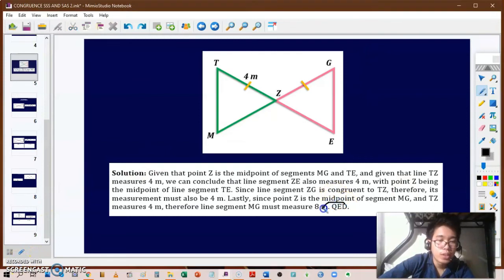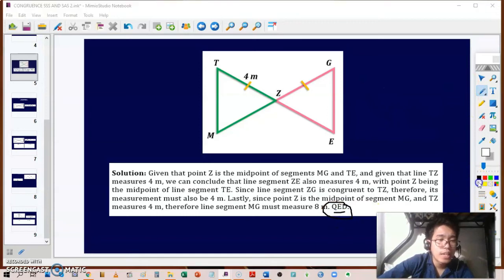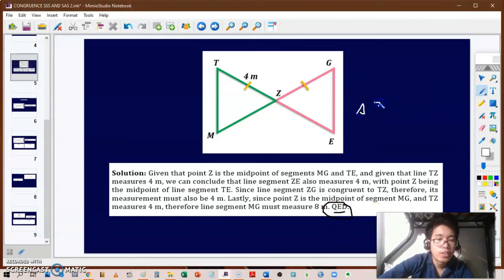And we've written here QED, or quod erat demonstrandum, at the end. So how can we say that triangles TZM and GZE are congruent? Since we know that this is the midpoint of TE, we can also say this is 4 meters, this is also 4 meters, as mentioned in the paragraph proof. And this is also 4 meters, since Z is again the midpoint of GM.